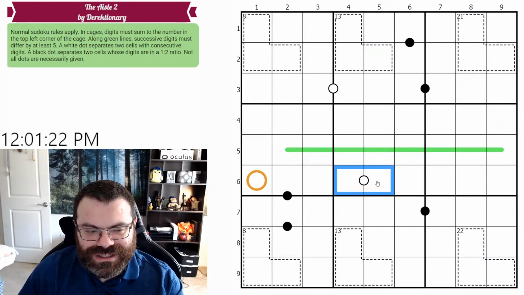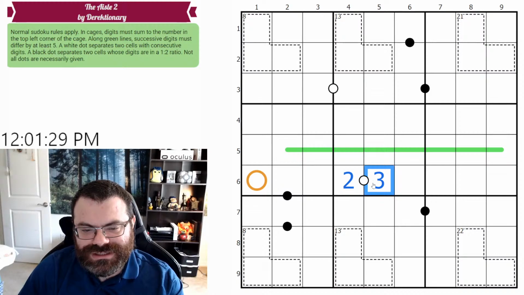Digits separated by a white dot are consecutive. So if this is a 2, this could be a 1 or a 3, because 1 and 3 are both consecutive with 2. It can't be a 4, 5, 6, 7, 8, or 9.